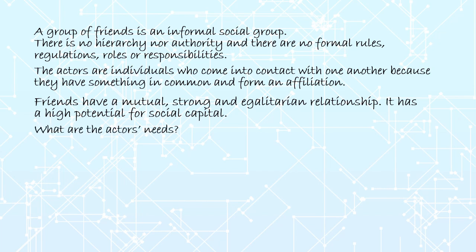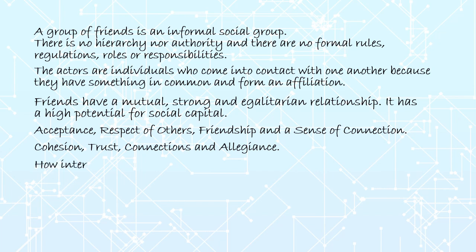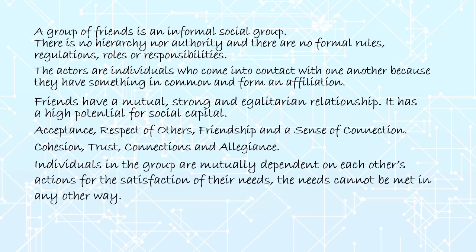What are the actors' needs? Selecting appropriate needs from Maslow's hierarchy, they are acceptance, respect of others, friendship, and a sense of connection. What assets satisfy the needs? Selecting from the list we had earlier, the assets which satisfy those needs are cohesion, trust, connections and allegiance. How interdependent are the actors? Individuals in the group are mutually dependent on each other's actions for the satisfaction of their needs. The needs cannot be met in any other way.